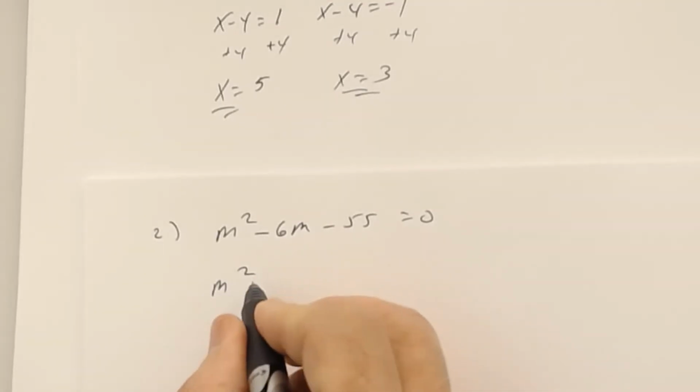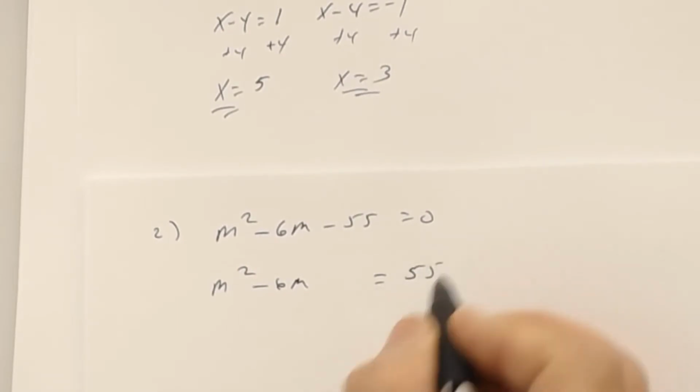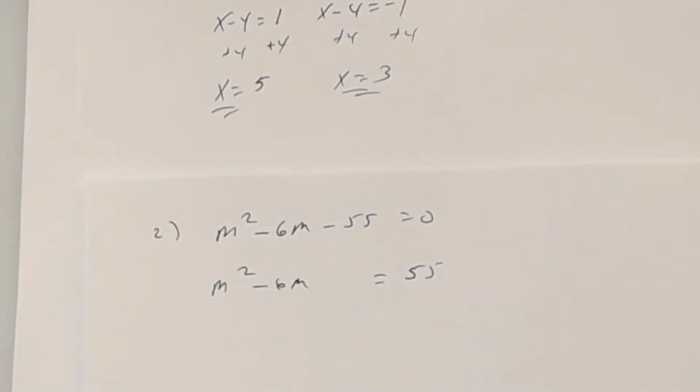Move the negative 55 over. All right, so I get m squared minus 6m, leave some space, and that equals what? Positive 55. See, some of you are still saying some wrong signs here. You've got to get over that quick, because you'll be upset with me when you get something back.